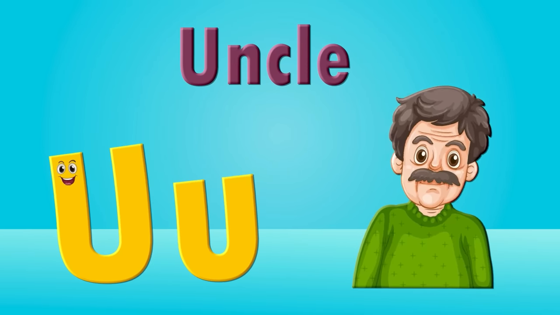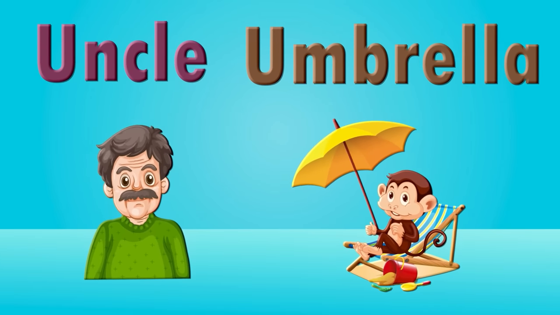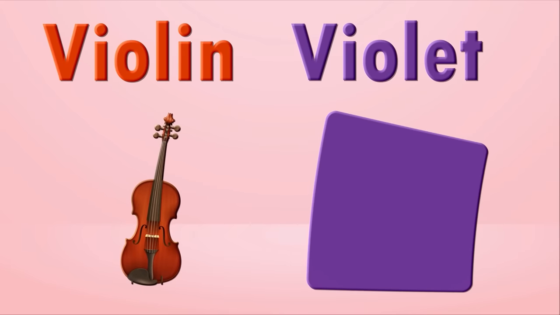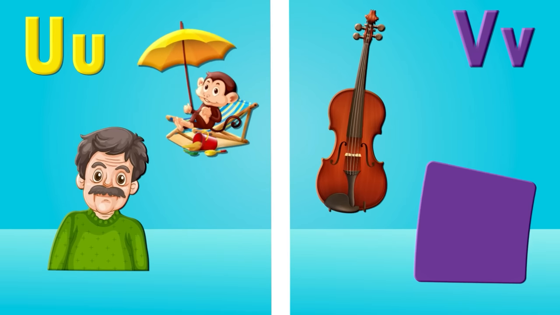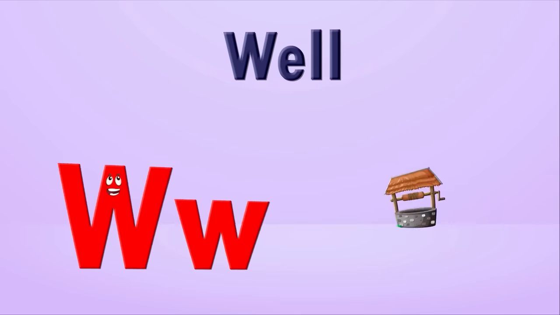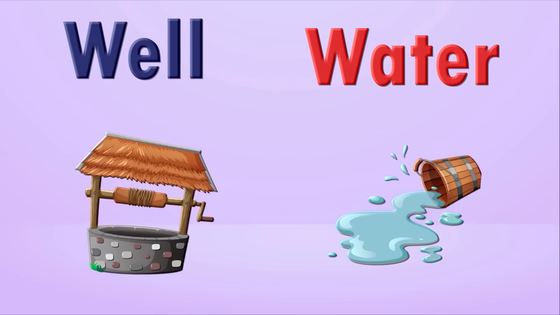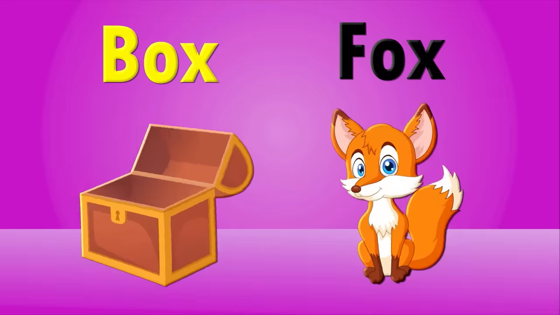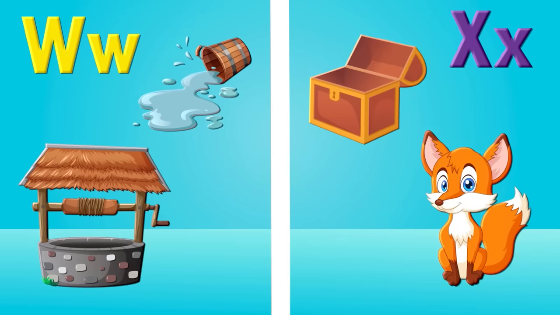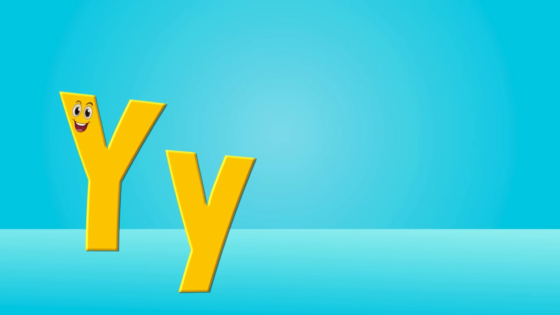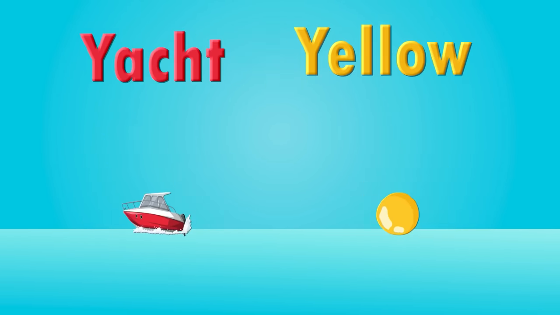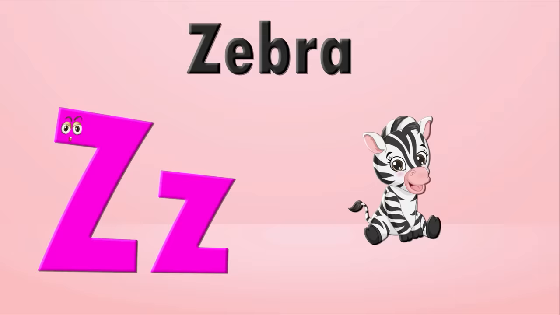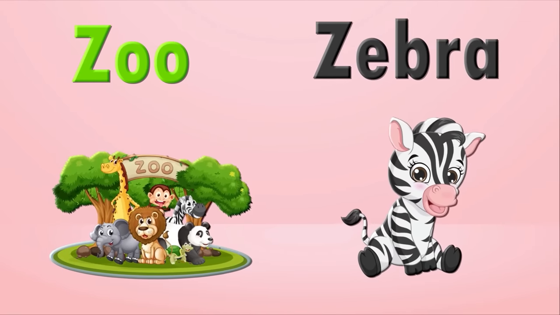U for uncle, U for umbrella. V for violin, V for violet. W for well and W for water. X for box, X for fox. Y for yacht and Y for yellow. Z for zoo, Z for zebra.